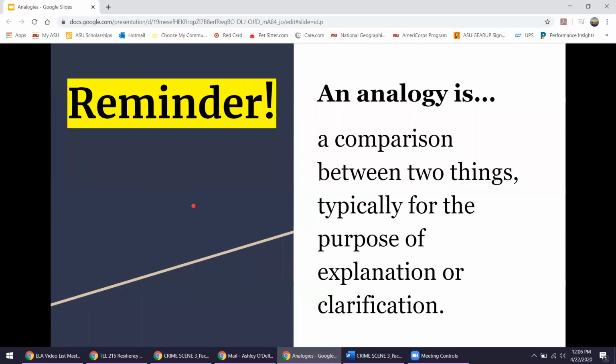All right, so as a reminder, an analogy is a comparison between 2 things, typically for the purpose of explanation or clarification. I hope this helped you learn what an analogy is, and I hope you have a good day.